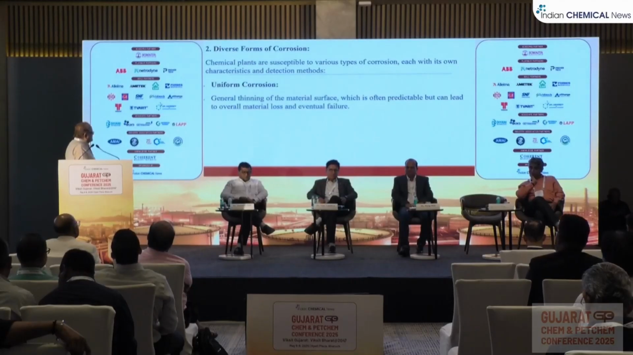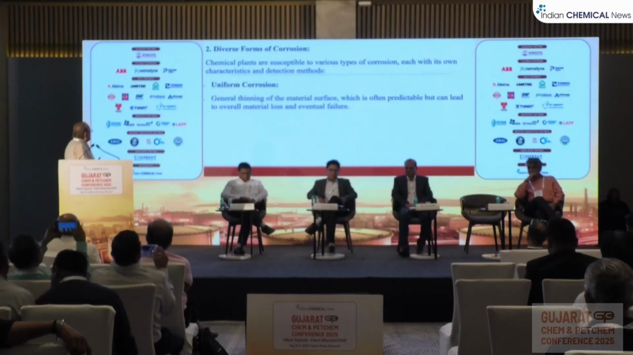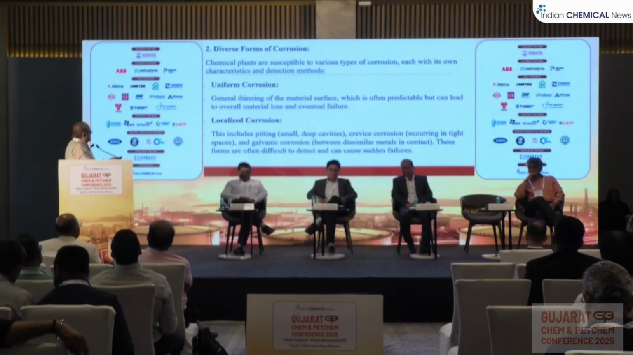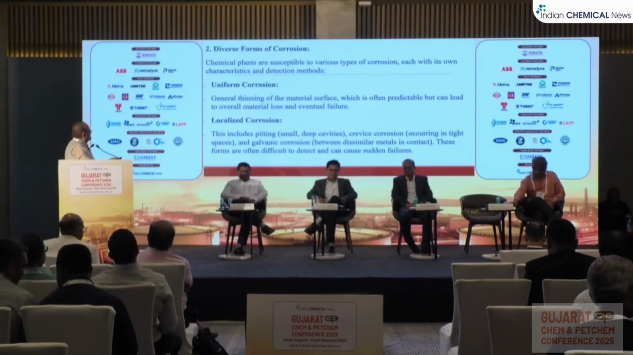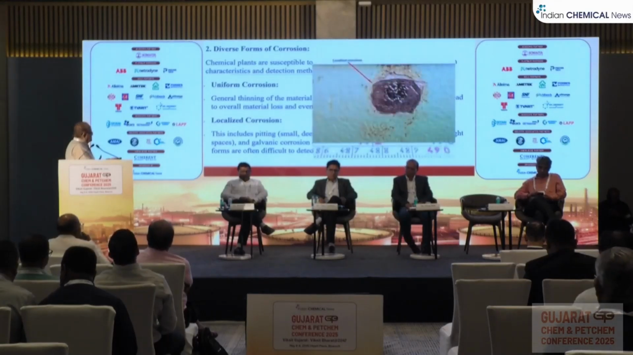Then comes diverse forms of corrosion. Chemical plants are susceptible to various types of corrosion, each with its own characteristics and detection methods. For example, uniform corrosion: general thinning of the material surface, which is often predictable, but can lead to overall material loss and eventual failure. Like this we have seen, ugly faces. Then comes localized corrosion. This includes pitting, small deep cavities, crevice corrosion occurring in tight spaces, and galvanic corrosion between dissimilar metals in contact. These forms are often difficult to detect and can cause sudden failure. Like this, you have seen it in the plant.